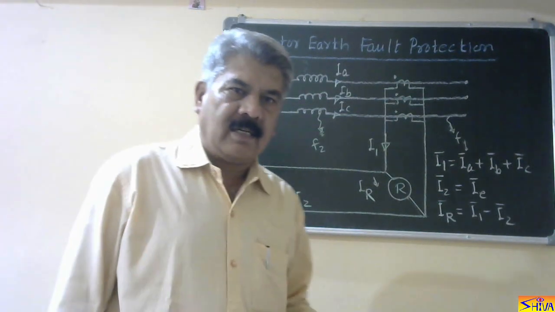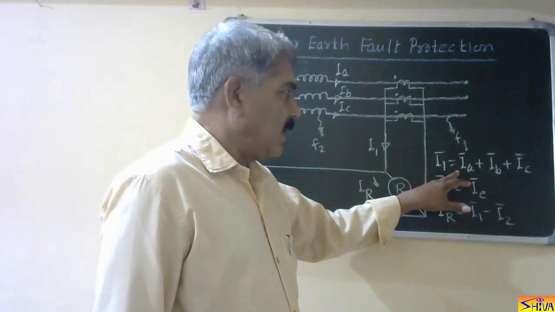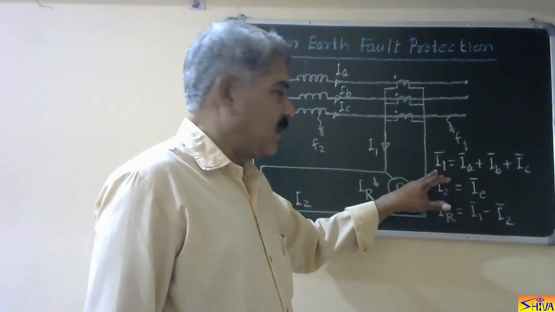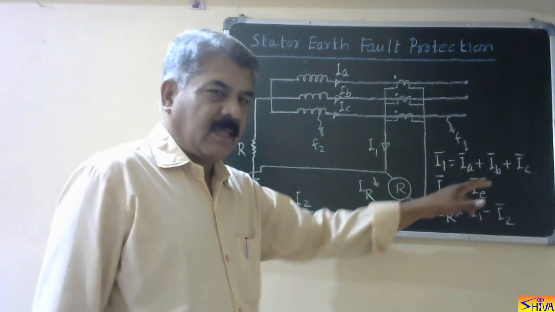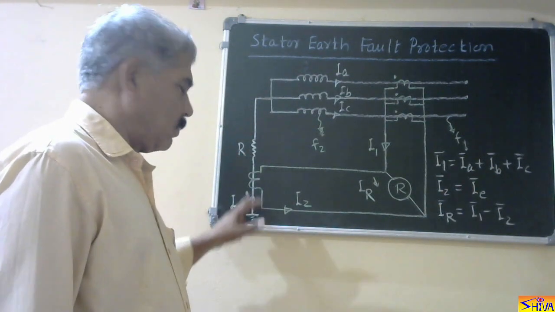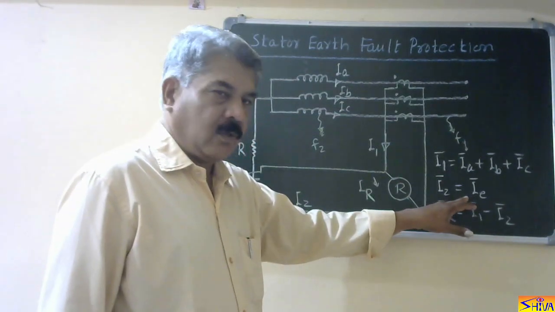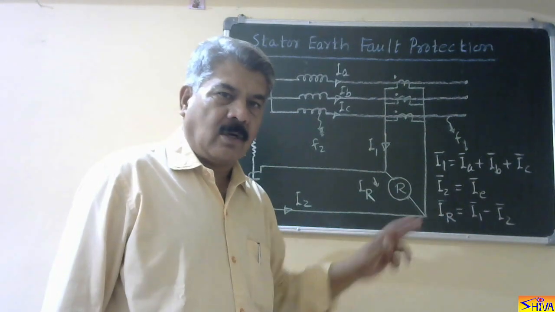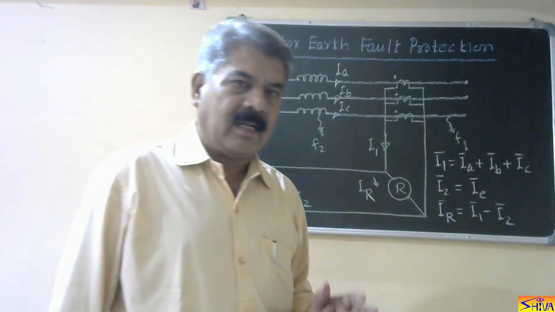Now first consider normal condition. Under normal condition, IA plus IB plus IC is 0. So I1 is 0. As IA plus IB plus IC is 0, there will be no current through the earth circuit, that is the neutral circuit. So IE is also 0. If both are 0, the relay current will be 0. The relay is not operating. That is the normal or healthy condition.